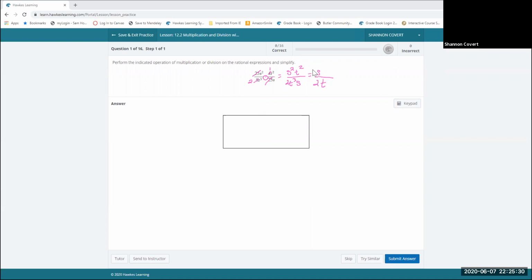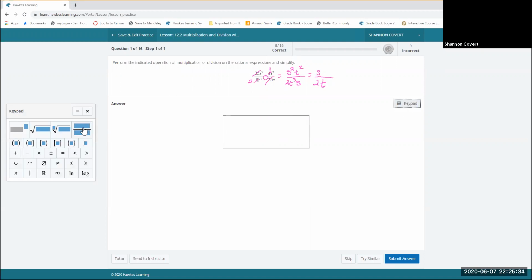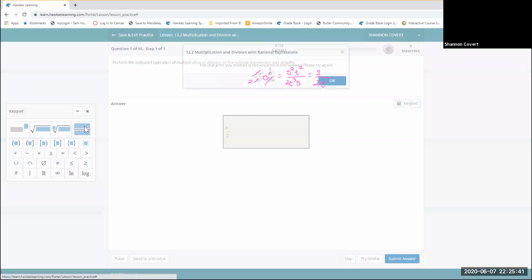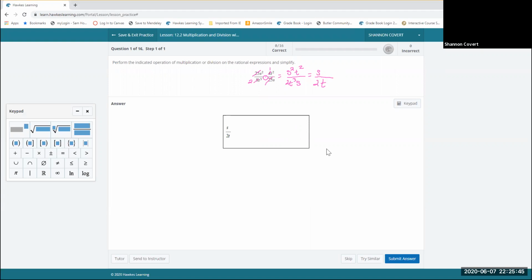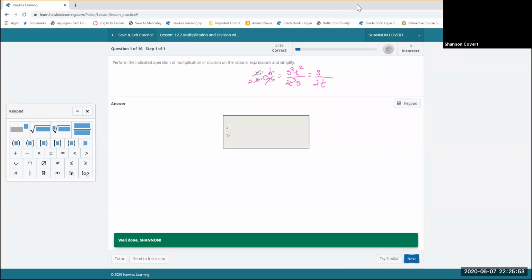Type that in the box. And I hit the wrong letter. There we go. If you hit the wrong letter when you're trying to type on your keyboard, it'll give you an error and just tell you you didn't enter the right character. All right, got that one right. Let's move to the next one.